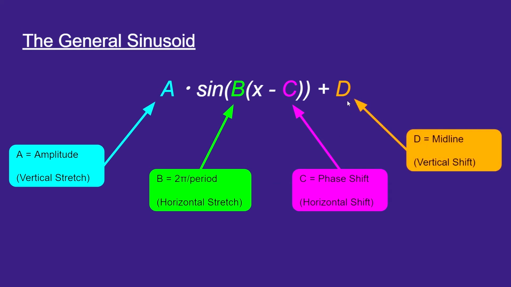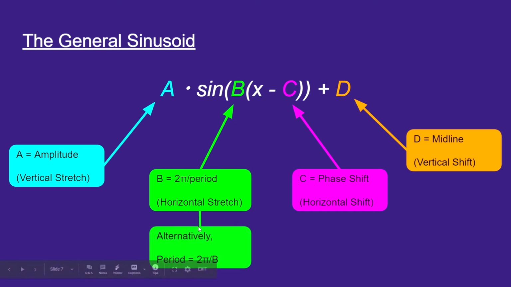Finally, guys, we have D here. D represents the midline. It is a vertical shift. Imagine if I want to move my whole function up or down, I need to just add or subtract outside of it. So that's what D does. Notice that D is adding to the whole thing, right? Now, there's one more thing that I want to discuss here.